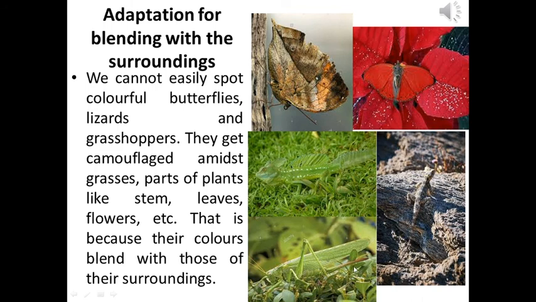This adaptation protects these animals from their predators. Animals who may come and hunt them can be fooled by this camouflaging adaptation. You will not be able to identify them easily when they are in the grass or on the plant or on the stem or on the leaf. You have to observe it carefully. So their predators, the other animals who eat them, will not identify them easily and they can be protected from their enemies.